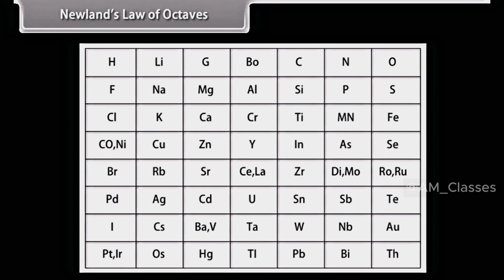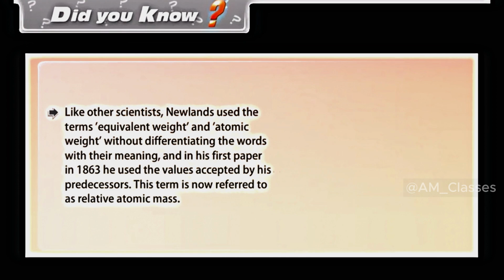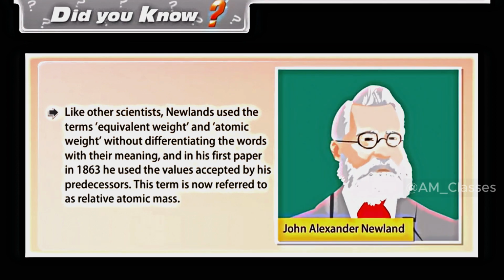available at that time. Did you know? Like other scientists, Newland used the terms equivalent weight and atomic weight without differentiating the words with their meaning, and in his first paper in 1863, he used the values accepted by his predecessors. This term is now referred to as relative atomic mass.